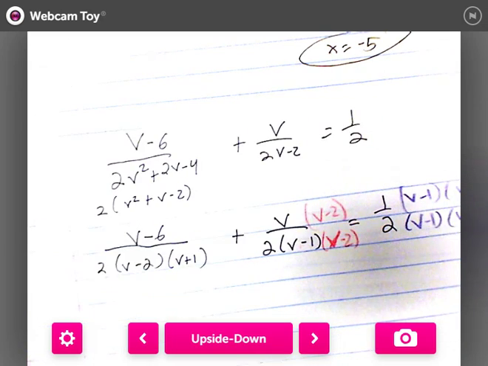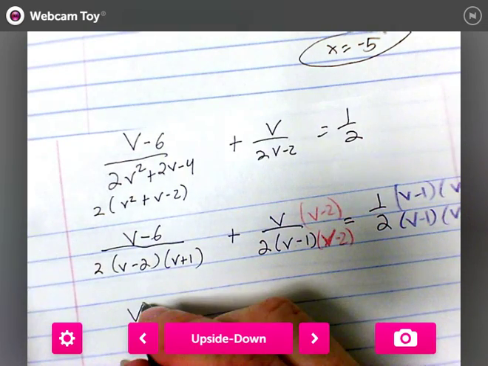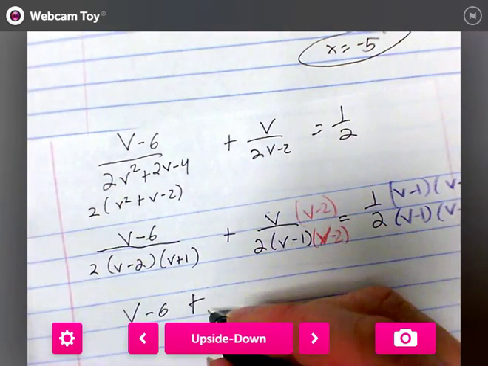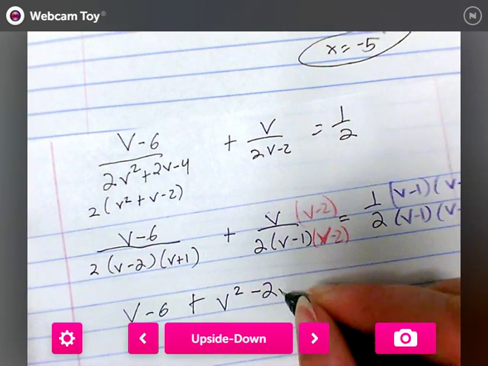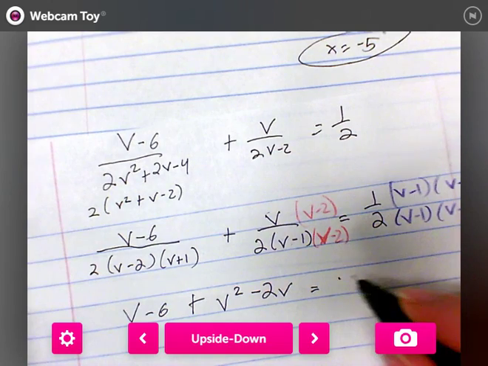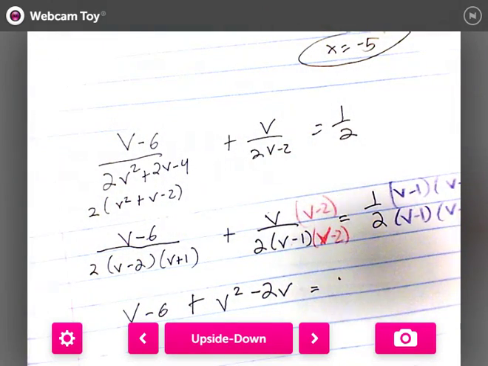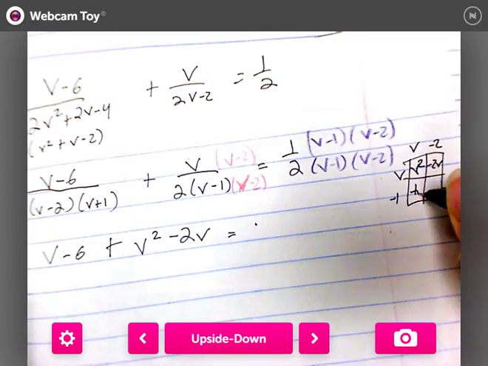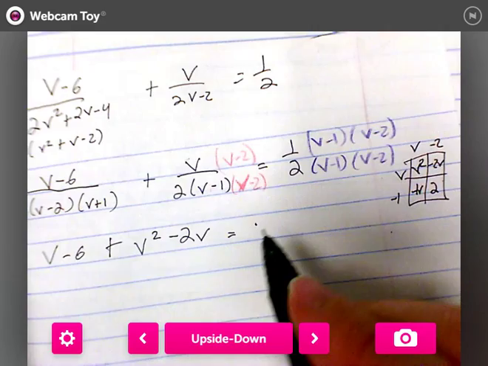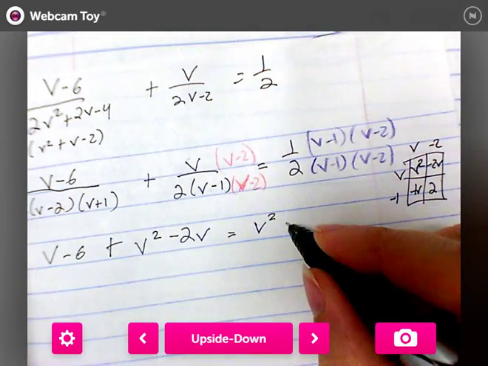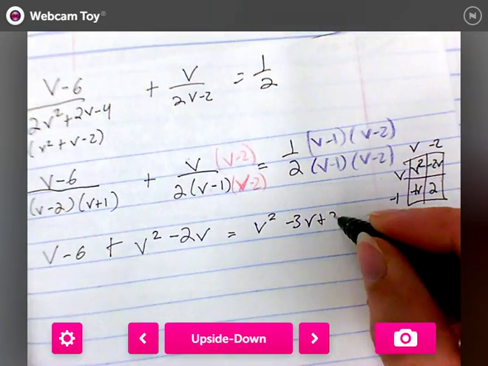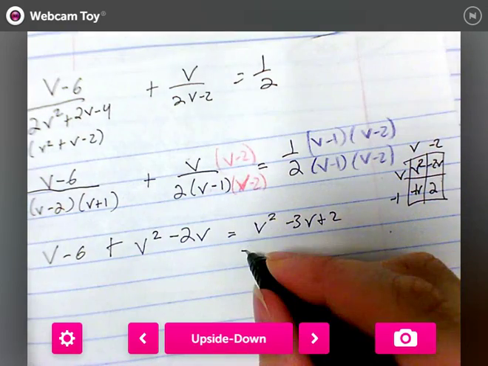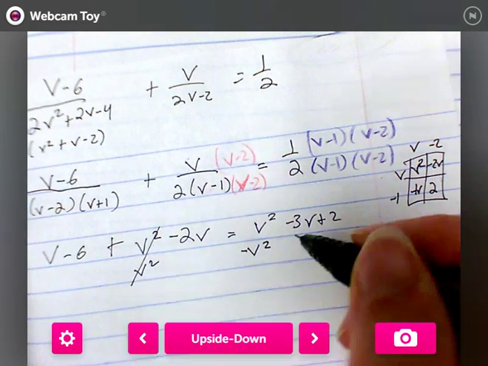Okay? Now I can cross out the bottoms, and I'm going to end up with v minus 6 plus, I'm going to distribute as I go, v squared minus 2v equals, and I'm going to multiply these out. You can either FOIL, you can use this box if you want, like I've been doing. Okay, negative 2v, negative 1v, positive 2. So I get v squared minus 3v plus 2. Okay? Subtract that v squared from both sides. They cancel. Okay?